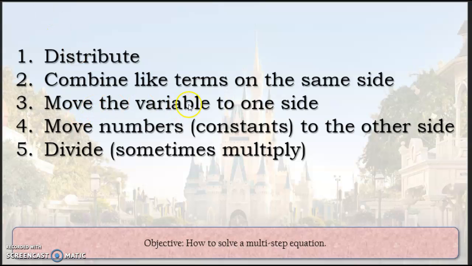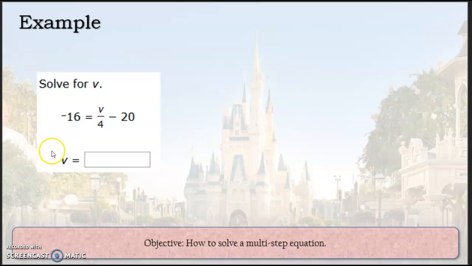Move variable to one side, and a variable, that's a letter. That's the letter you're trying to solve for. Move your numbers, or constants, those are numbers that don't have letters attached to them, to the other side. And then most of the time at the end you're going to divide, but sometimes you might multiply if it's a fraction. But most of the time we divide. So let's do an example.